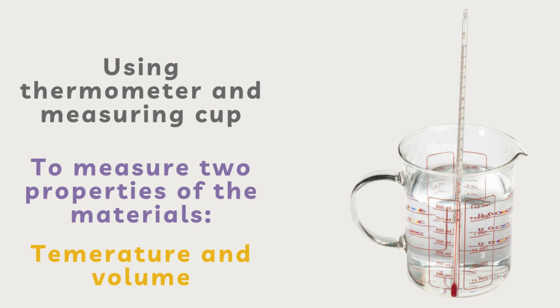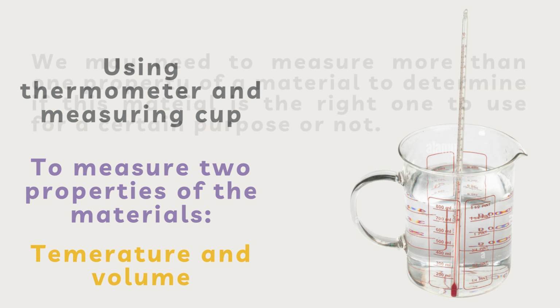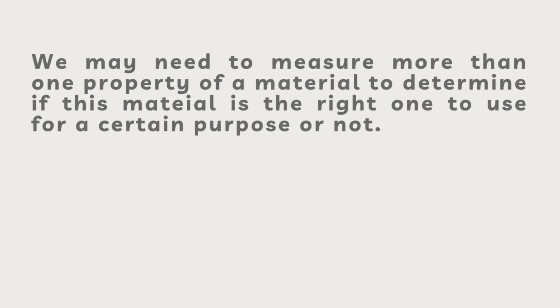So we can measure more than one property of the matter at once. And this is to determine, to know this material or this matter. We can use the descriptions and measurements to identify this matter. Okay, this was simply lesson 1.